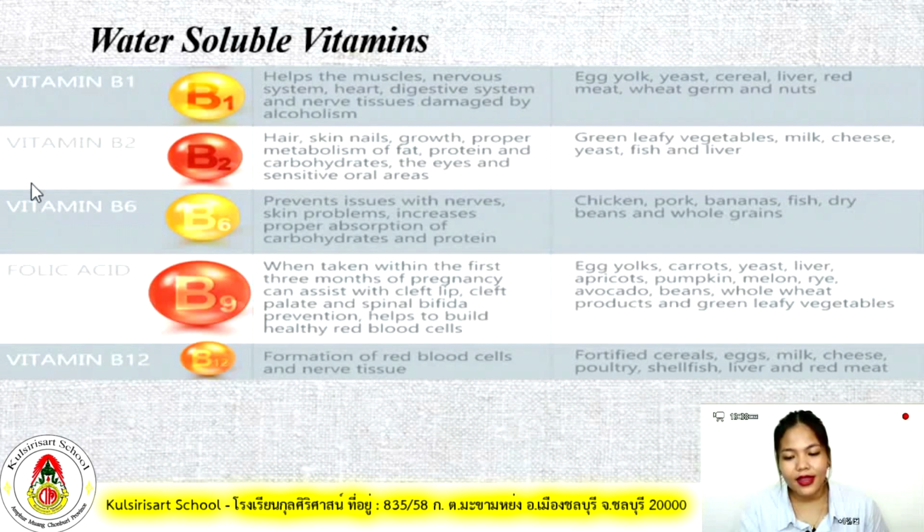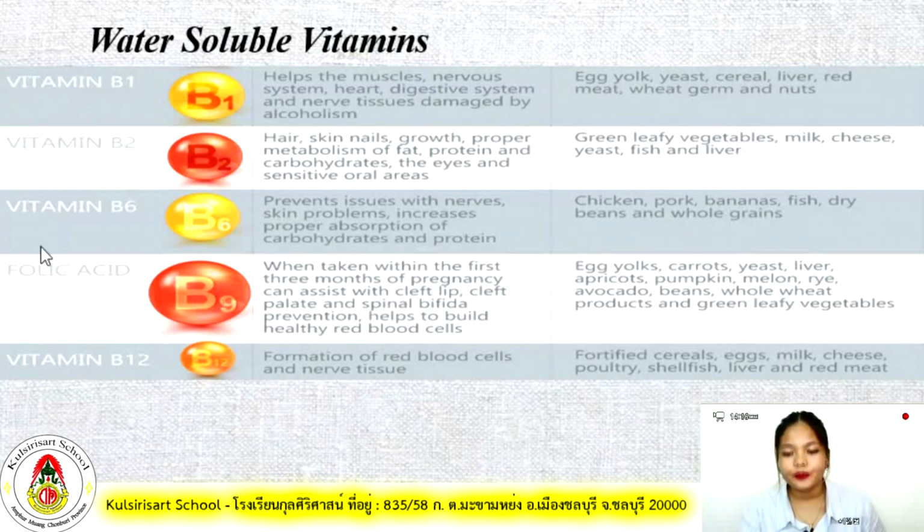The second vitamin is vitamin B2. Okay, vitamin B2 is for your hair, skin, nails, proper metabolism of fat, protein, and carbohydrates, the eyes, and the sensitive oral areas. Okay, so these are the functions of vitamin B2, and you can find vitamin B2 in foods like green leafy vegetables, milk, cheese, yeast, fish, and liver.